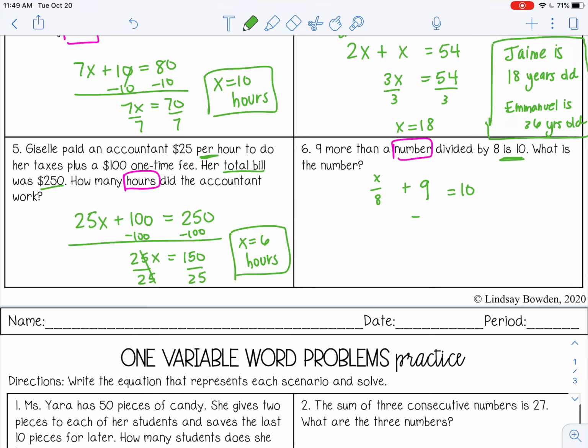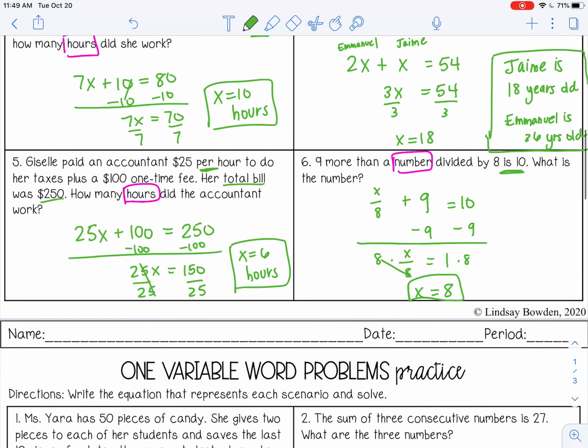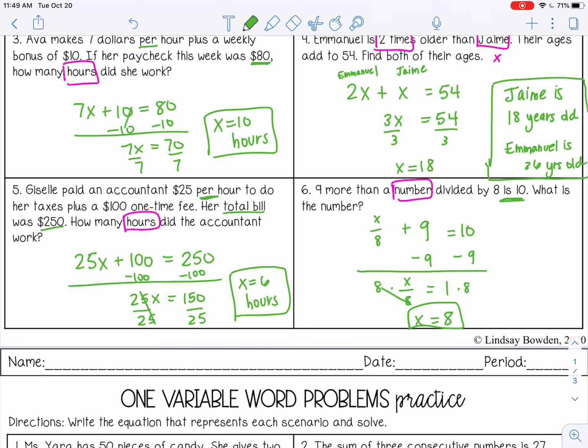Okay, so let's solve. Minus 9, minus 9. And then we can multiply by 8 on both sides. So x equals 8. That is my number. Okay, you can go ahead and stop the video now and complete the practice.